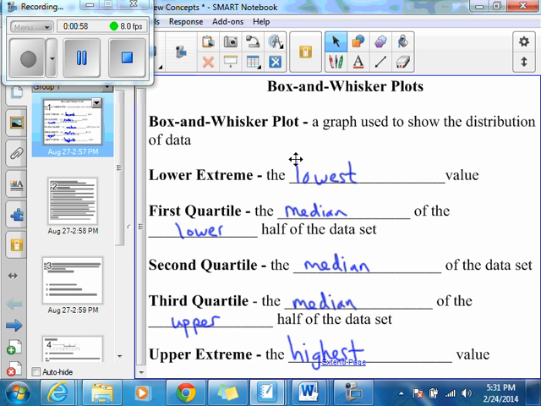You'll notice the word quartile kind of sounds like quarter. When you place these on your box and whisker plot, it actually divides the data into 4 quarters, 4 sections.